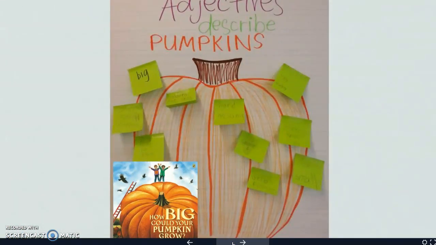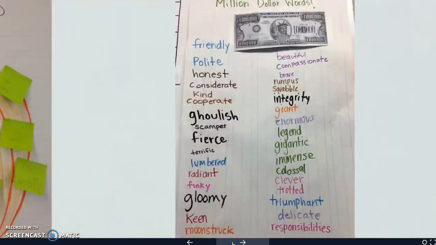So we read the book, How Big Could Your Pumpkin Grow? And the kids wrote different sticky notes to describe it. We also did this by having a volunteer stand up in our classroom who was comfortable with this, and we described a little girl in our class using positive adjectives, and we actually stuck the sticky notes on her, and the kids loved it. It was a really fun activity.